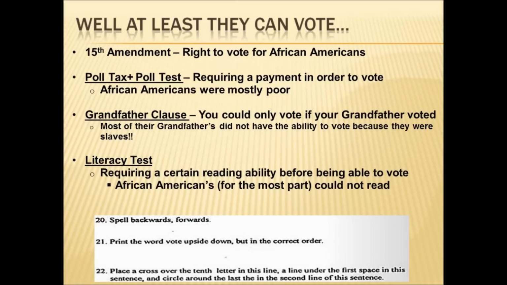And the third thing was a literacy test, which required a certain reading ability before being able to vote. African Americans, for the most part, could not read. Therefore, they had difficulty with this test, and they didn't pass it and could not vote. We'll talk more about that in class.